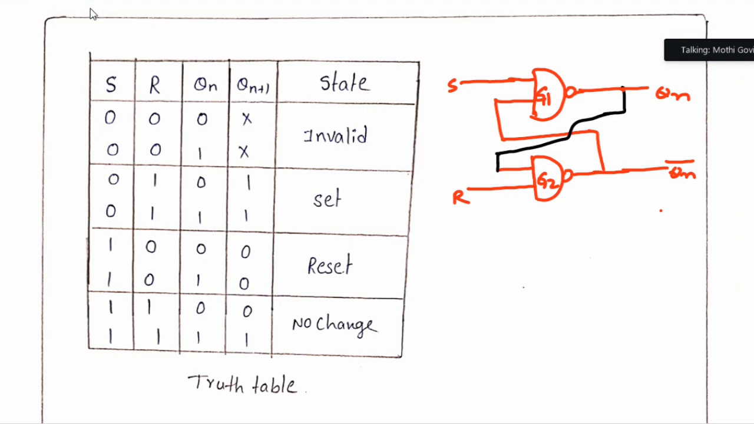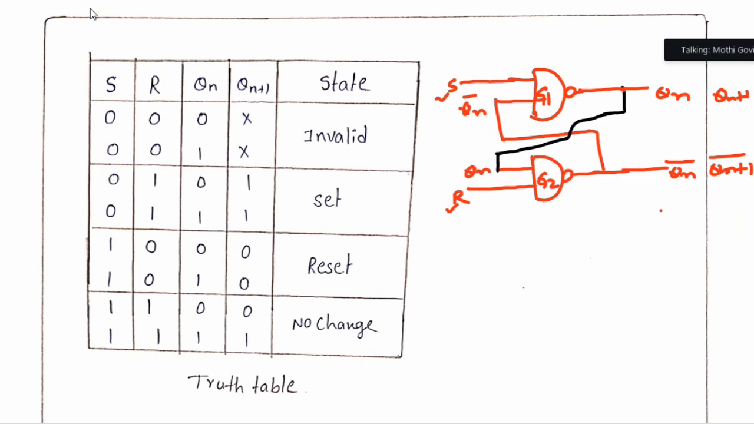So output depends on the present inputs S and R, and the past outputs Qn and Qn bar. And you are going to get the next state outputs Qn plus 1 and Qn plus 1 bar. So S and R are the present inputs, Qn and Qn bar are the past outputs, and Qn plus 1 bar is the next output.